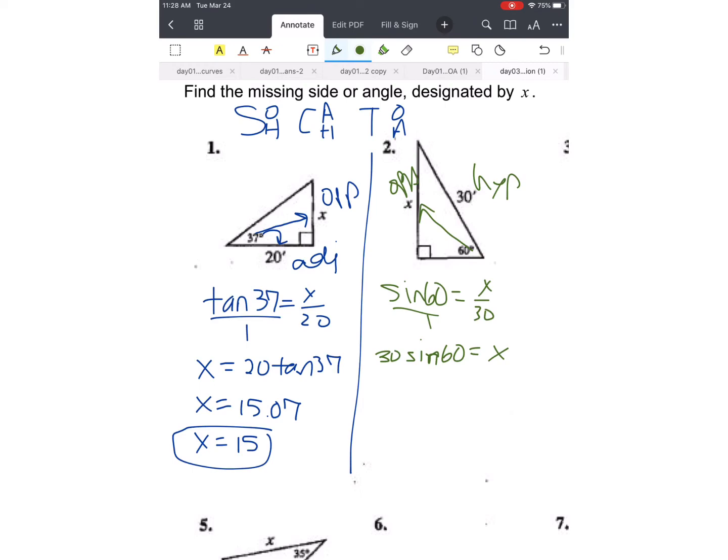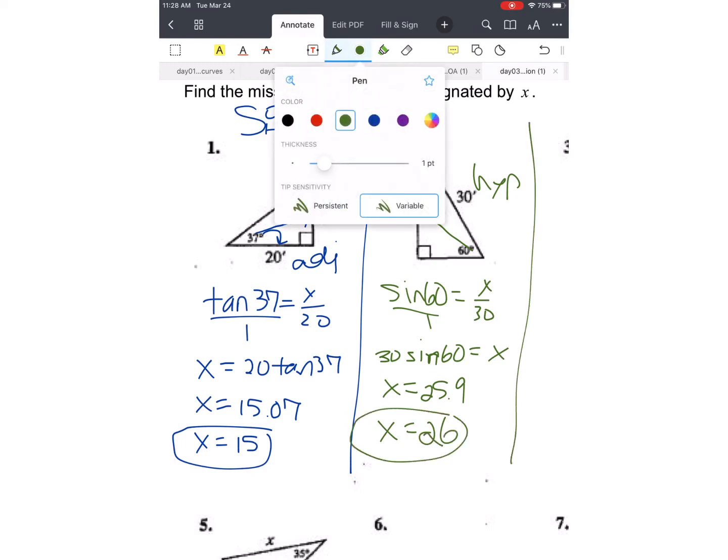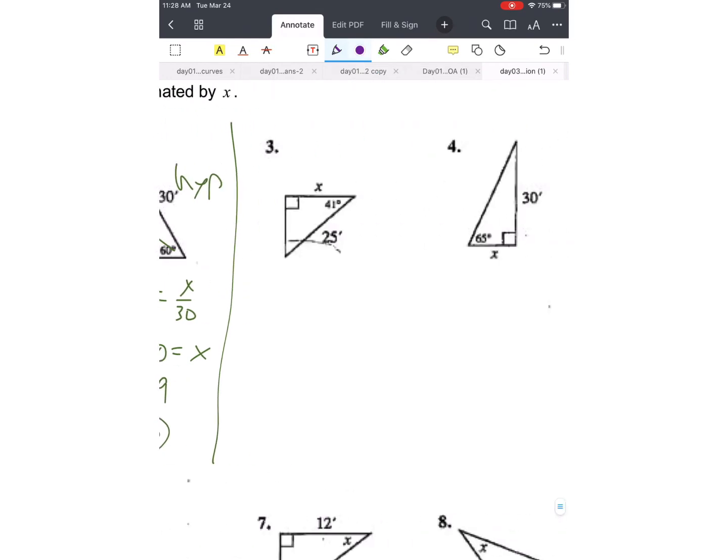So that is x is equal to 25.9. So x is 26. Next, I'm going to do a different color there. I like purple. So we're going to do purple.